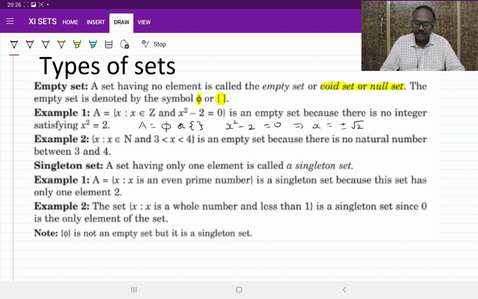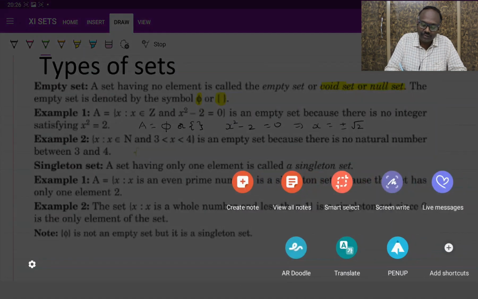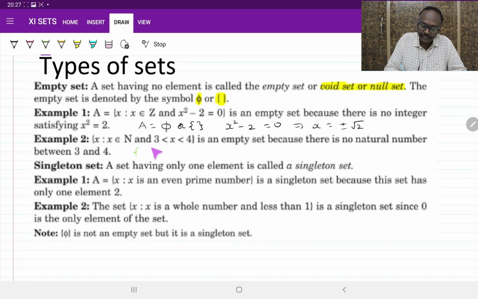Okay. Next, another example for the null set could be the set of all x such that x belongs to natural numbers and x lies between 3 and 4. Since we know that there is no natural number between 3 and 4, once again this gives us the null set, because there is no such element which is a natural number which lies between 3 and 4. So in fact, whenever the answer is impossible when we solve the problem, it will result in a null set.